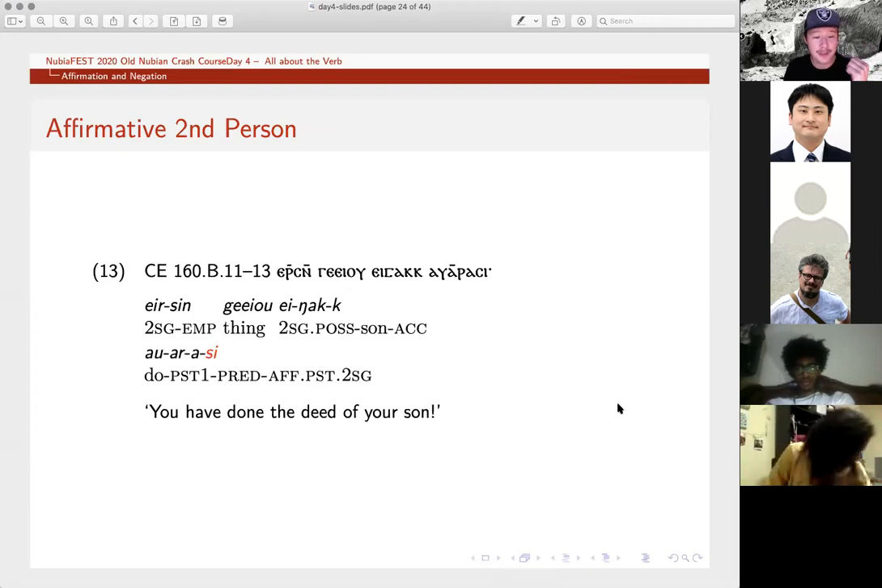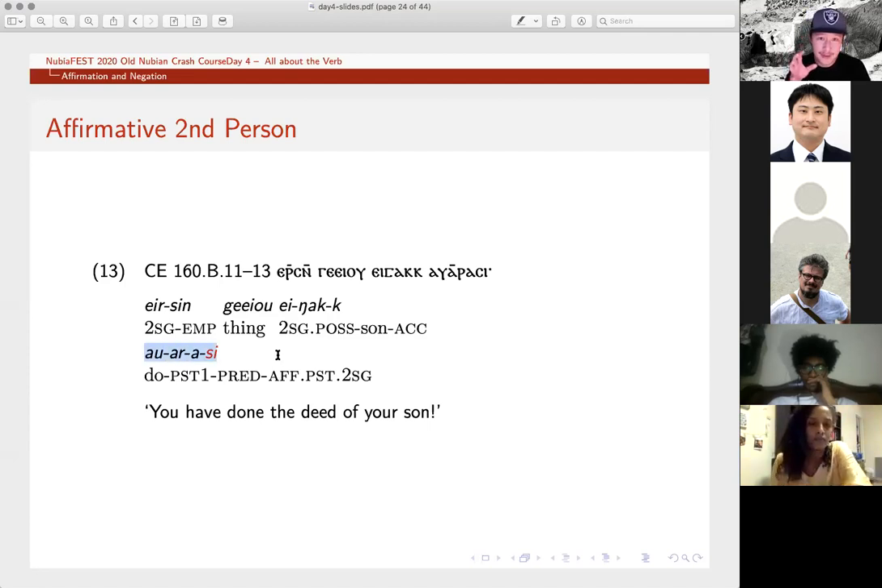Here we have a nice one. You have done the deed of your son. I'm sorry that this is such an elliptic sentence, but that's how it appears in the text. And we see very nicely here this affirmative verb form, aorasi. Note also that, different from affirmative verbs with M, this one appears where it is supposed to appear, at the end of the clause. So apparently this one can't move. Also interesting, I would say. And by the way, here is a real life example of these possessive prefixes: your son. This is one of the few examples that we have in the corpus.